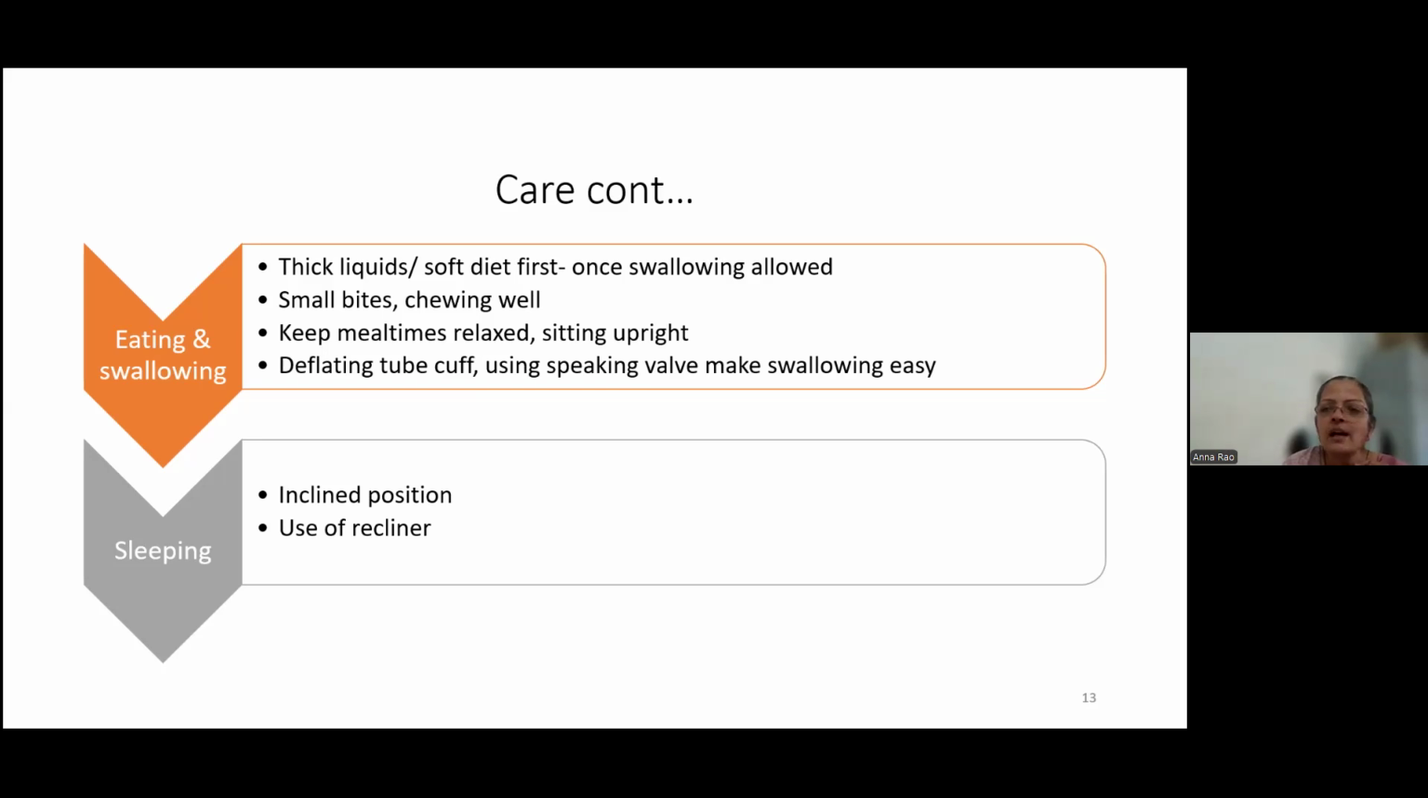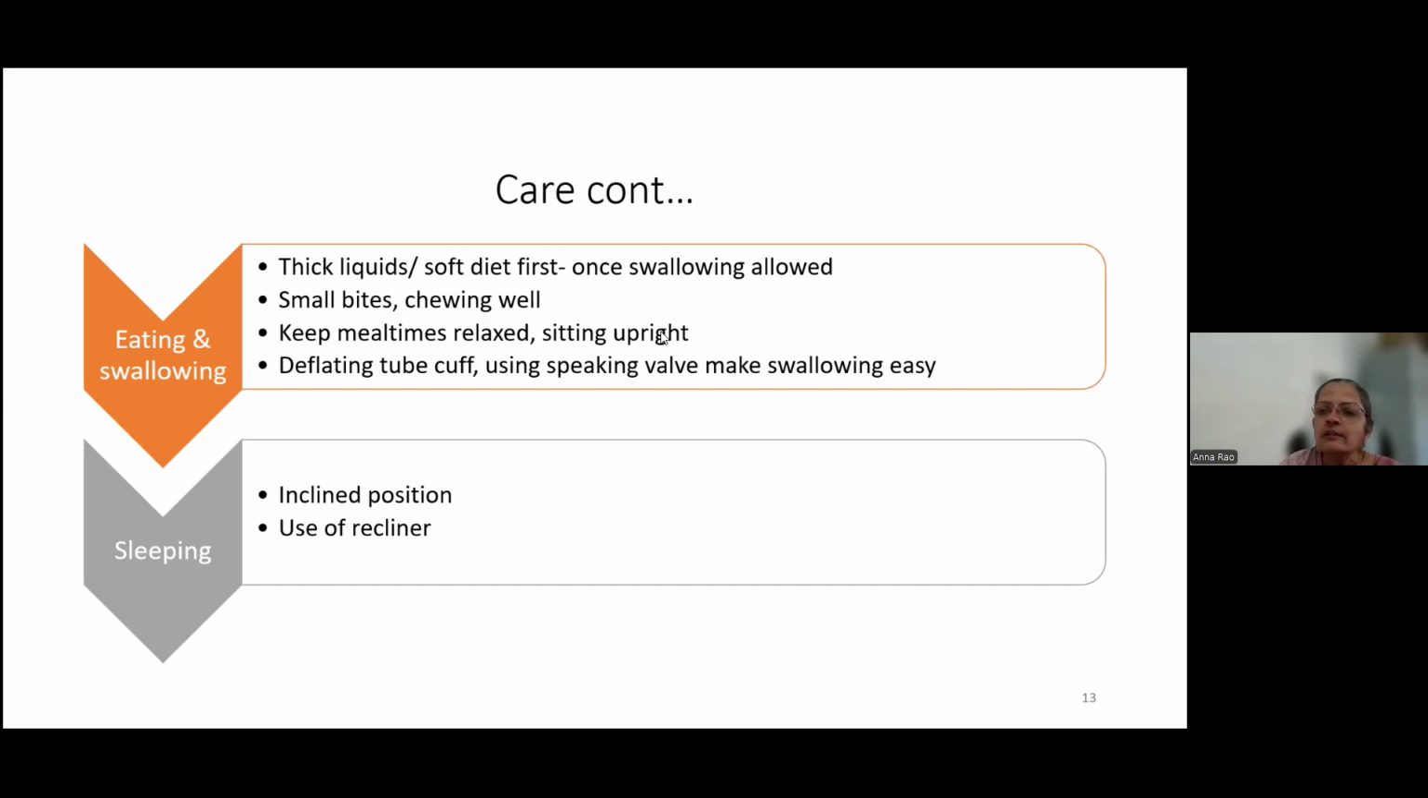So he should be asked to chew well, and small bites can be given. Okay, and keep the mealtimes relaxed. That is very, very important. If he is tense or you are making him eat hurriedly, then it may happen that he may aspirate. So that should not take place. Deflating the tube cuff will also help, since we know the anatomy and physiology of the esophagus and trachea, right? So this will also help.